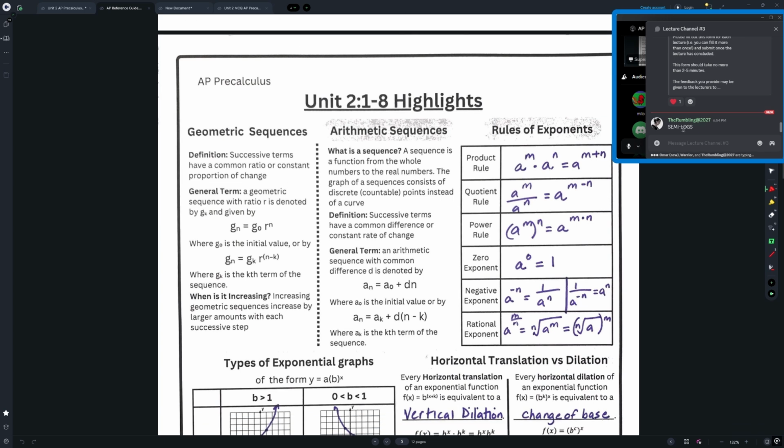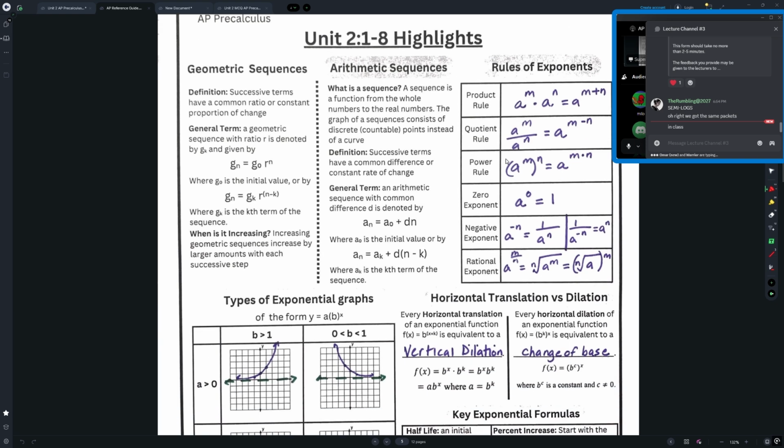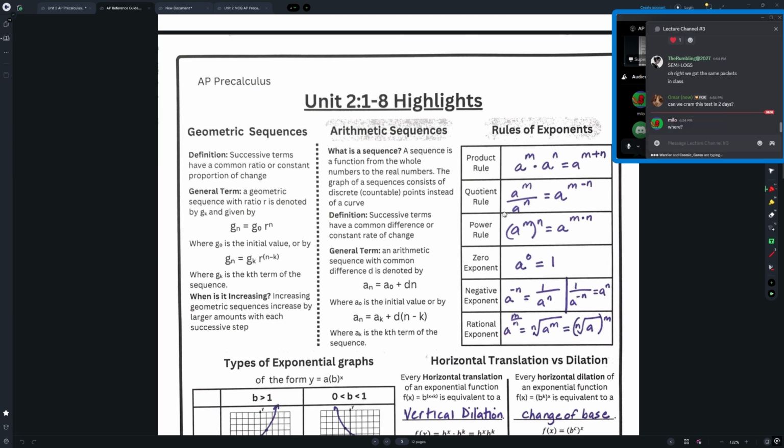So thanks to whoever posted this, Alexander Lego posted it. And this is a summary of Unit 2. You have geometric sequences. I do not have these packets. Someone posted this, but you have the exponent rules. You have AP Precalc pins. By the way, this is in the AP Precalc pins. I'll just go over some important stuff.